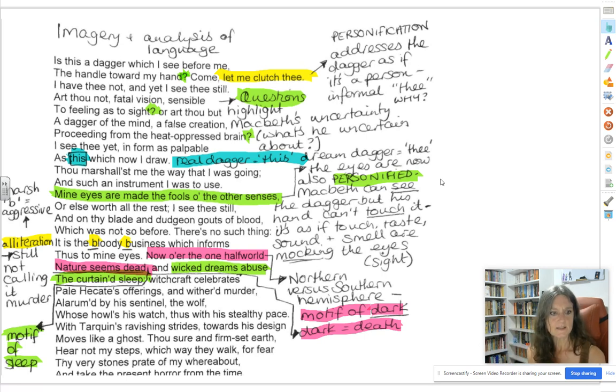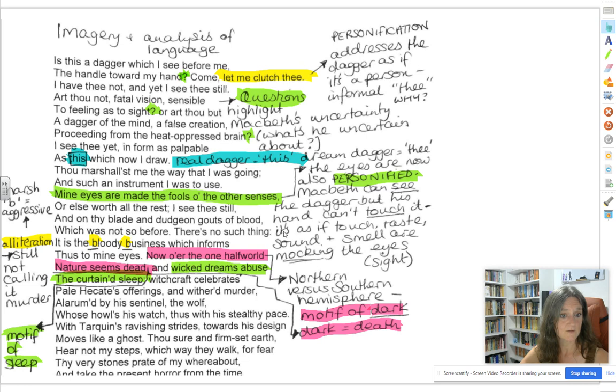And the way he says this, my eyes are made the fools of the other senses, it's almost as if the other senses, touch, taste, sound, and smell, are kind of ganging up on the eyes, ganging up on sight and mocking the eyes and going, we're right, because we can't see, sorry, not see. We can't touch anything, we can't taste it, we can't smell it, we can't hear it. You think you can see it? Yeah, whatever. It's that kind of thing, isn't it? They're kind of mocking the eyes, the sight there. So again, this is really highlighting his uncertainty and his confusion.